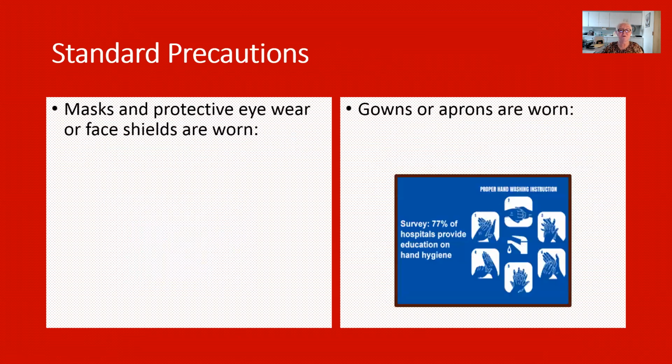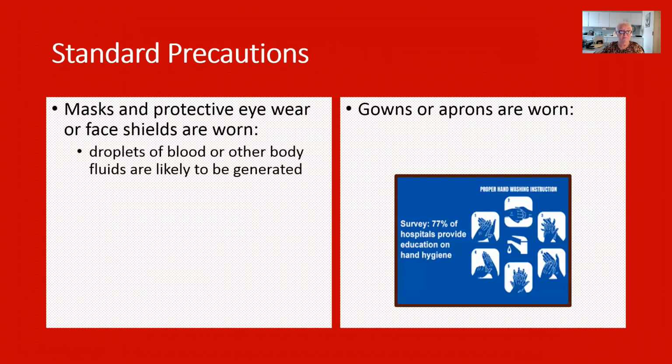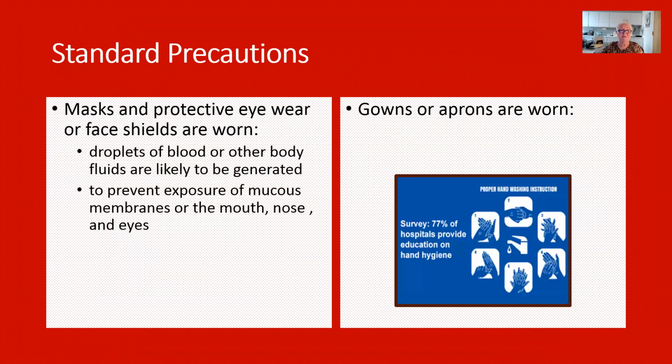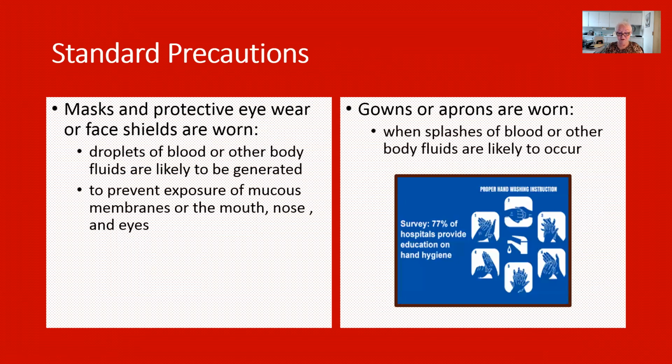Standard precautions also include masks and protective eyewear or face shields. They protect you against droplets of blood or other body fluids that are likely to be generated, and also prevent exposure of mucous membranes of the mouth, nose, and eyes. Gowns or aprons are worn when splashes of blood or other body fluids are likely to occur.